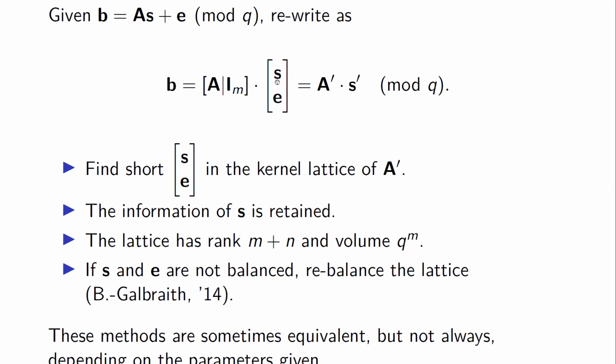It looks like that this method, if S and E are short, is equivalent to before, but it's actually slightly different if the number of samples given is restricted. If I'm given a fixed number of A, the underlying impact of this method is that it grows the number of samples in some sense, because the rank of this lattice is increased to M plus N. Remember, previously we mentioned that there's an optimal M. It turns out that will have an impact on the optimal dimension of the lattice. So we have slightly more room for choosing the rank of the lattice in this case, depending on the parameter. And if S and E are not balanced, we can rebalance the lattice in some way.